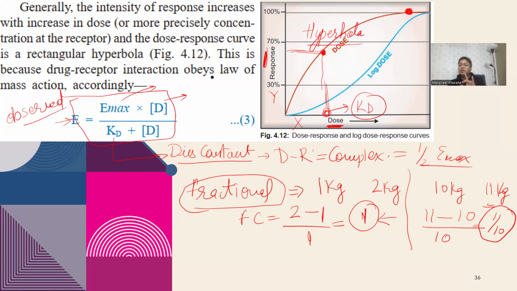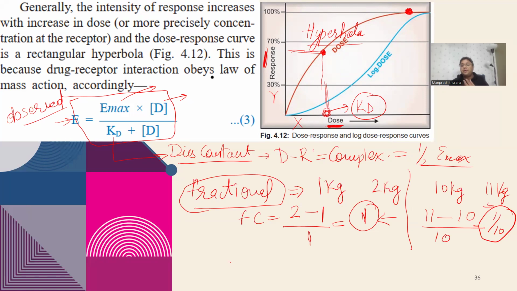From 10 to 11 kilograms, it is 1. But the fractional change is different. In the first case, it is 100% fractional change. But in the second case, it's only 1/10, right? There is a 10% fractional change, right? So a similar thing is happening in the body.